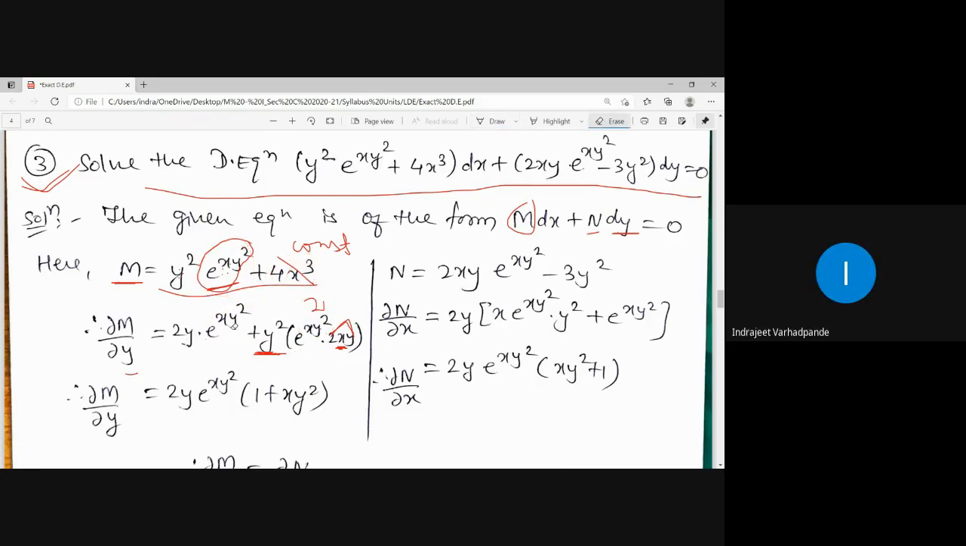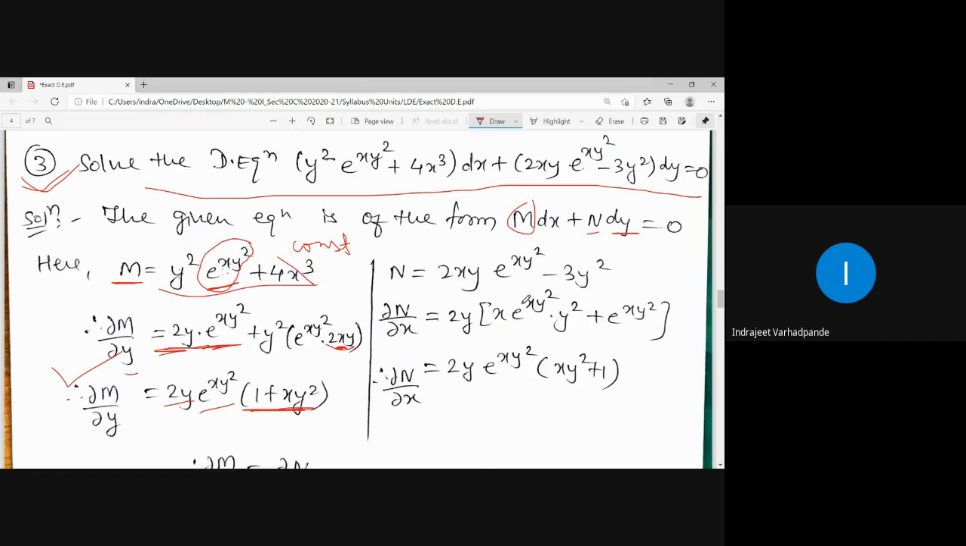So what can be taken common from both? e to the power xy square and 2y. Here it contains 2y, and here also it contains 2y. So 2y e to the power xy square is common, and what remains in the bracket? 1 plus xy square. Is it okay? So del M by del y I have obtained as 2y into e to the power xy square, into 1 plus xy square.